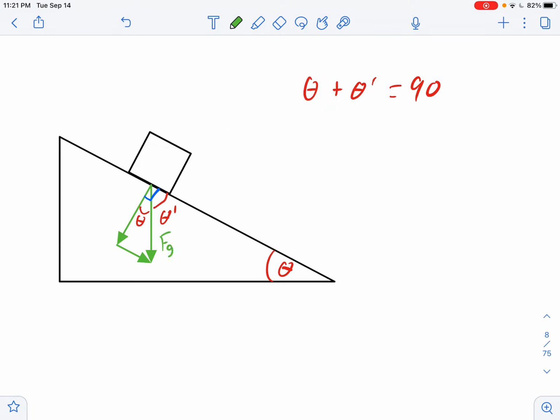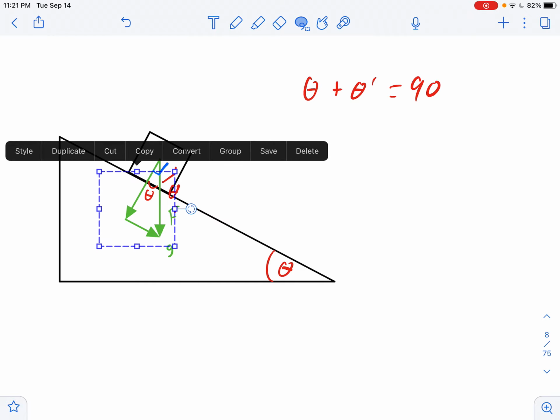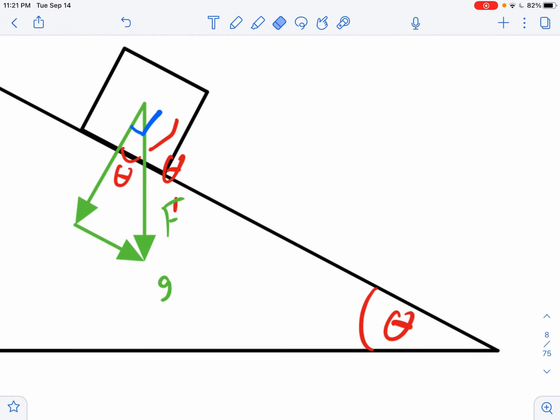So the weight vector, which is just pulling down on this, and if I really wanted to be picky here, I could shift this back up to the middle of the box.